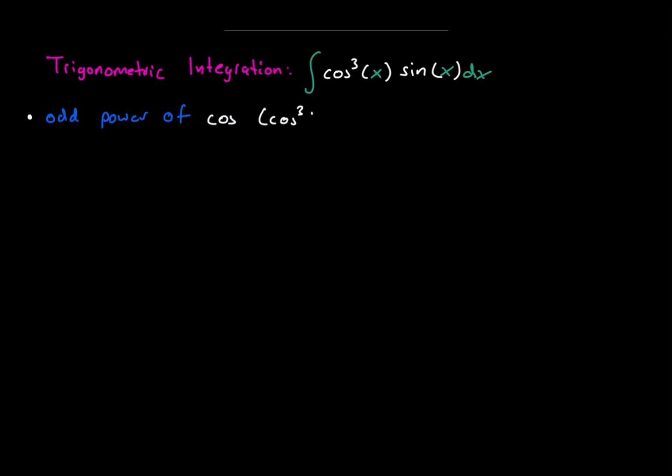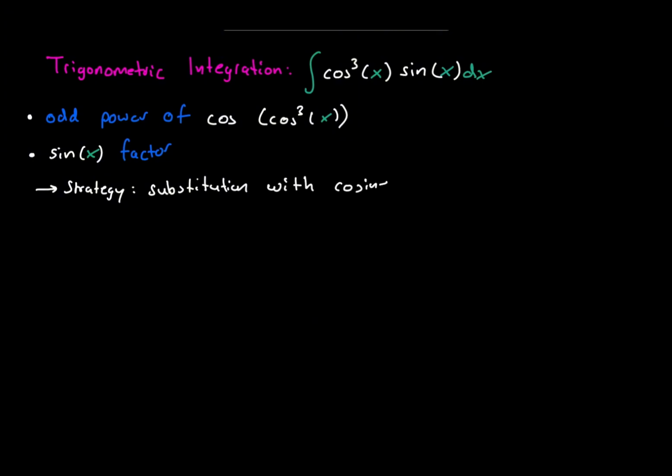Let's solve the integral of cosine cubed of x times sine of x. We notice an odd power of cosine and a sine factor. This is a strong signal to use substitution.